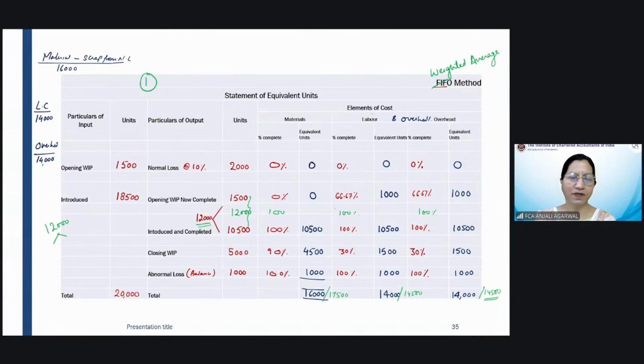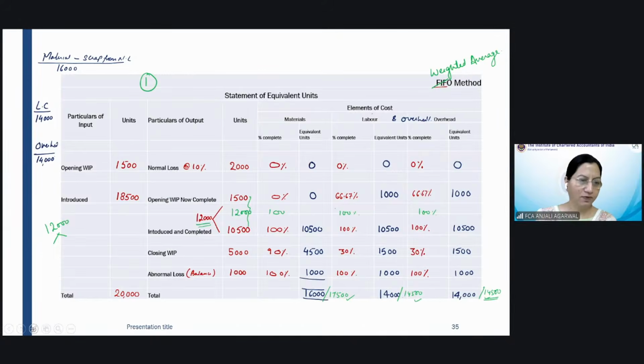Don't say introduced and completed. You simply say completed and transfer to next process, 12,000 into 100%, 100%, 100%. So these figures will automatically change to 17,500, 14,500, and 14,500. Why will this change, increase by 1,500? Because here it was 0, this 1,500 will also come added. Here it was 1,000, another 500 will be added. Here it was 1,000, another 500 would be added, right?